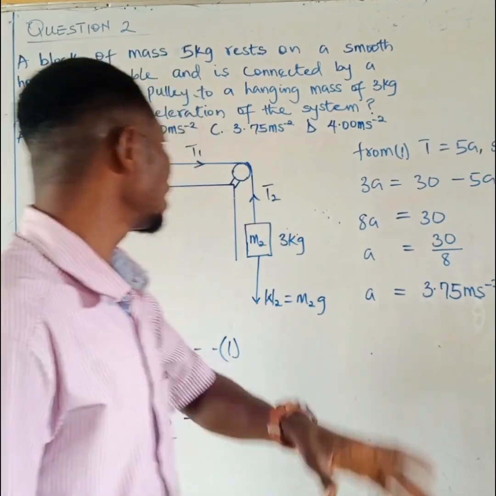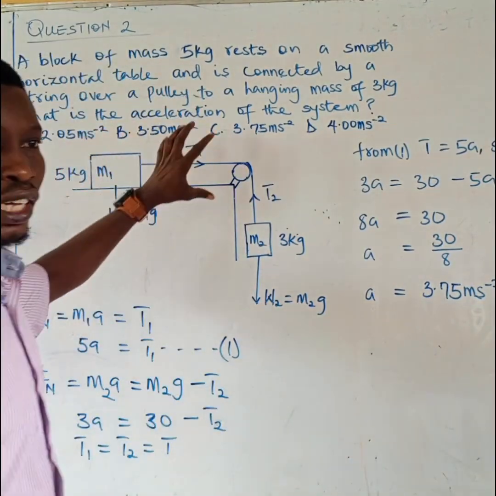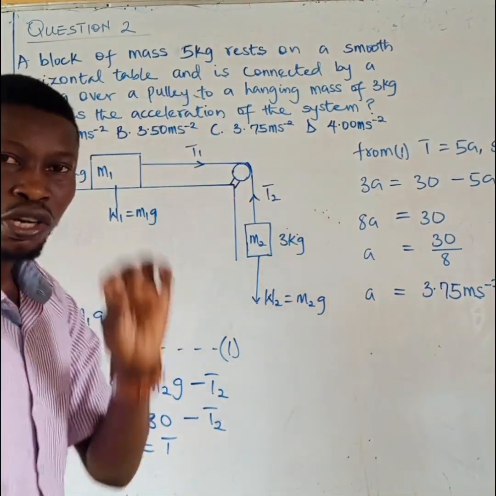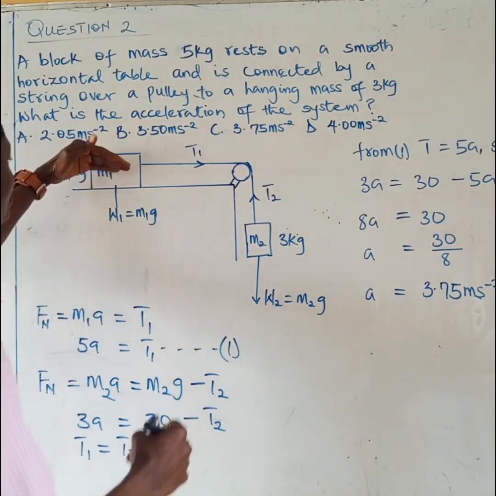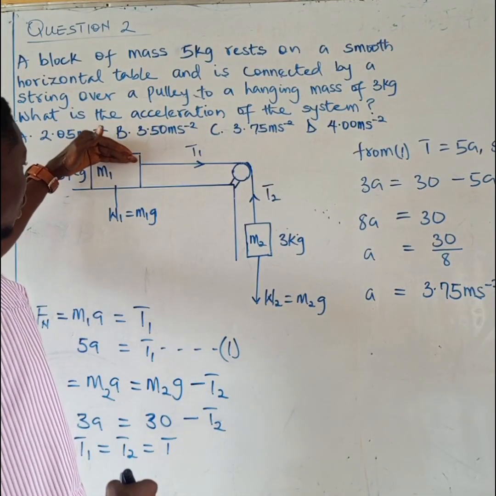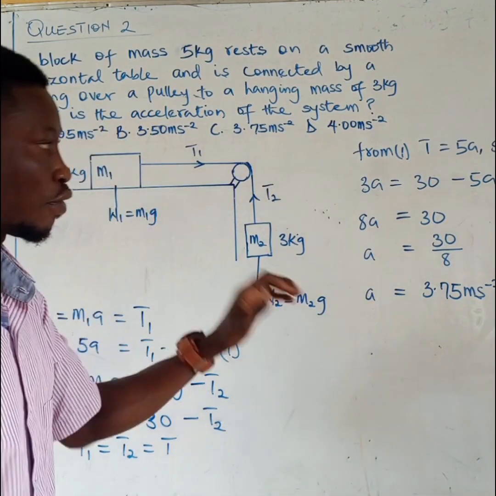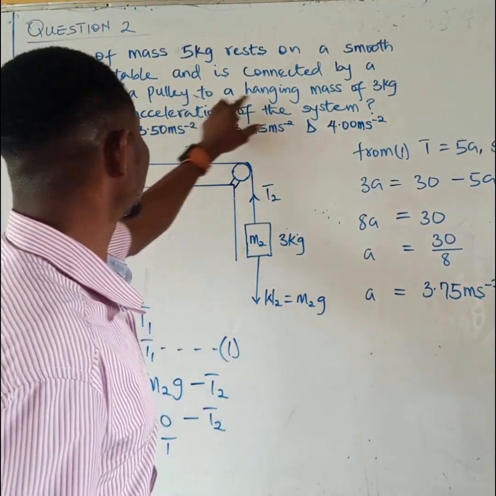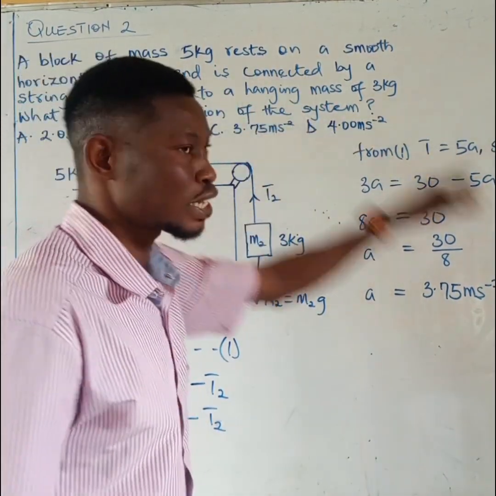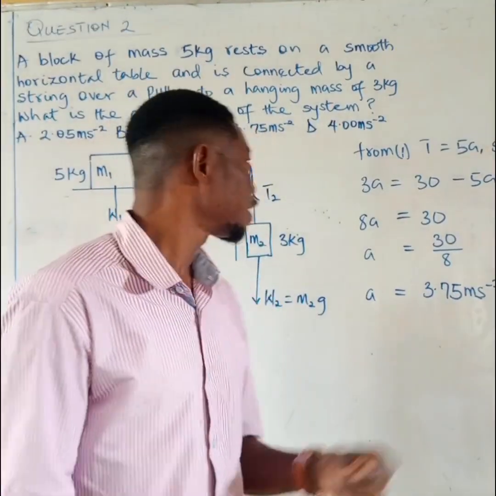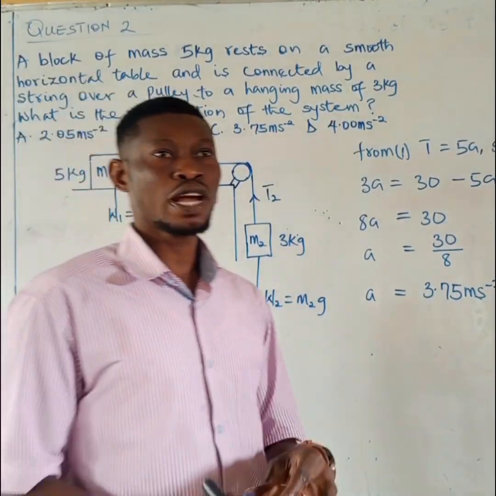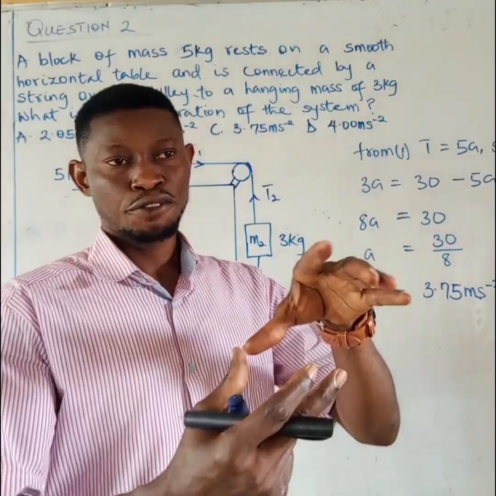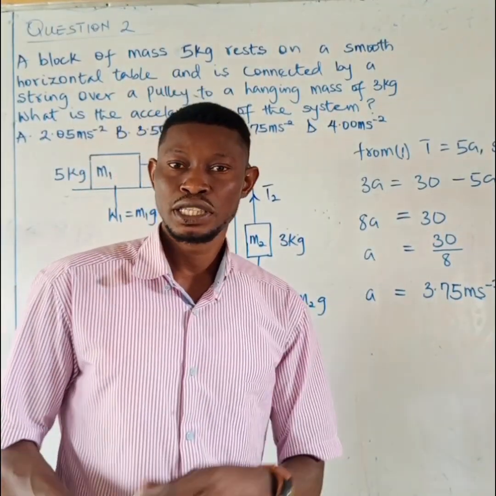In the next problem, I'm going to take you through exactly this type of question, but in a case where there is friction between this block here on the table and the table itself. In this case, we worked on a smooth horizontal table. So in the next question we're going to take, we look at a rough table where there is friction between the block and the table.